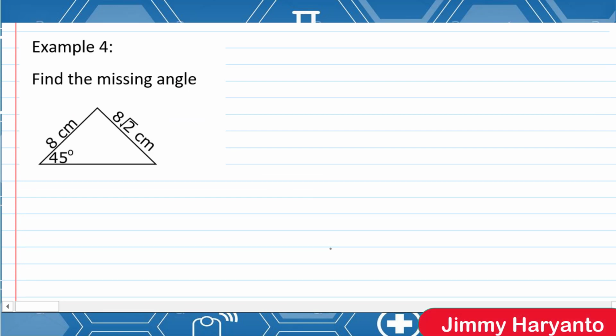Okay, how about example 4? Find the missing angle. Now the question is reversed. If the previous one asked us for sides, for this one the question wants us to find angles. So I think I have two angles right here. The first one is 45 and the opposite is 8 square root of 2, and then the second one is unknown. I will let this angle be x, so this is the opposite.